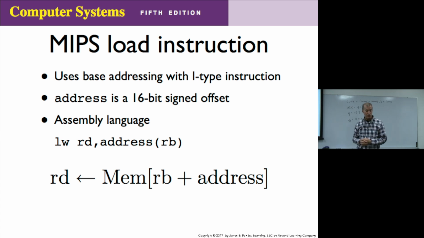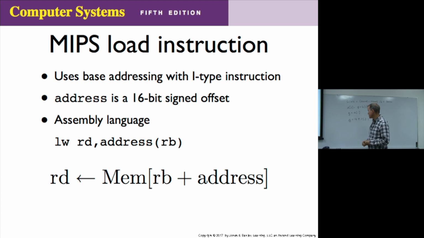But here you just say load word, and then you can specify an RD, the destination register. Are you with me? Do you remember how many bits the RD field is? It's 5 bits, because there are 32 registers, so it takes 5 bits to specify that. And so here's the RTL specification: the destination register gets mem sub RB plus address. So that's the load instruction.